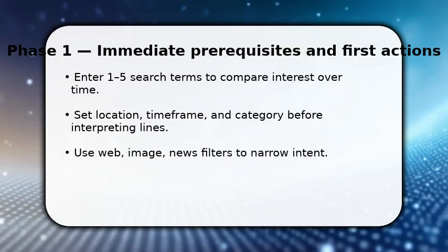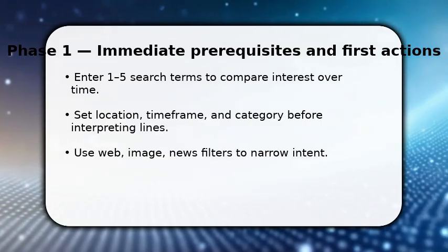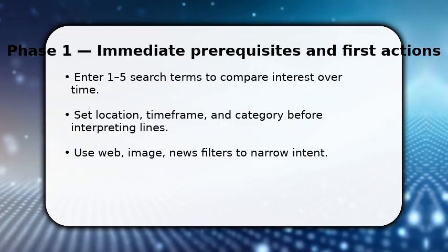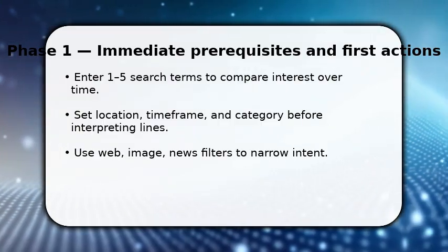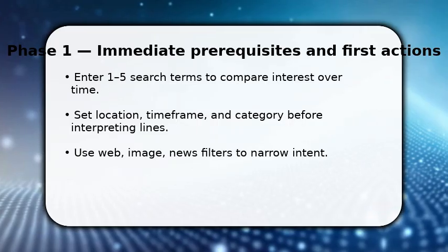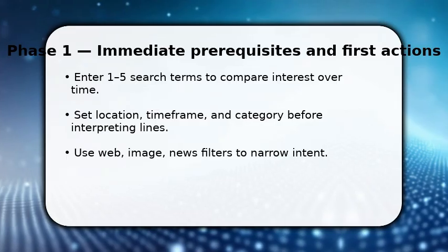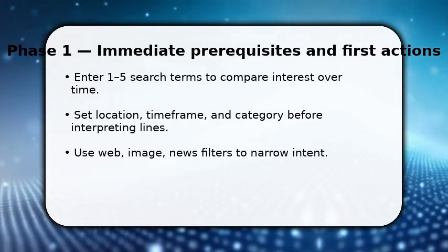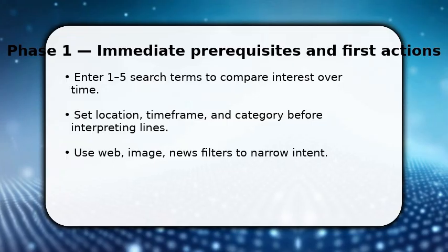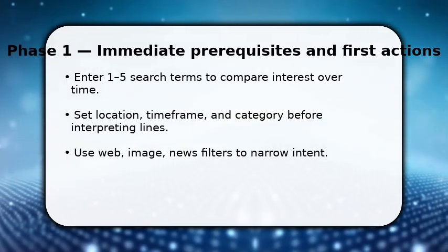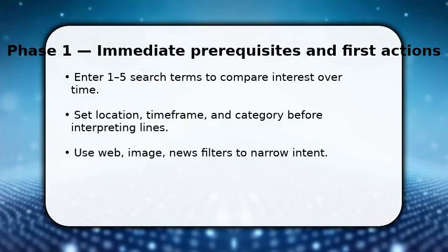You begin by entering 1 to 5 terms and immediately choose the location and time window. This shapes every signal you see. Once done, pick a category and search type so trends compare like with like. Make sure to normalize phrasing, for example, singular versus plural, because Google Trends scales each term. Also, check for sudden spikes or zero values. Those tell you whether a topic is niche or broadly tracked.